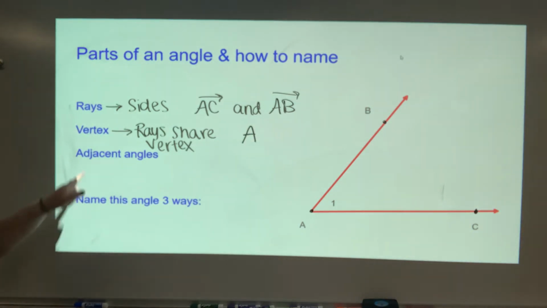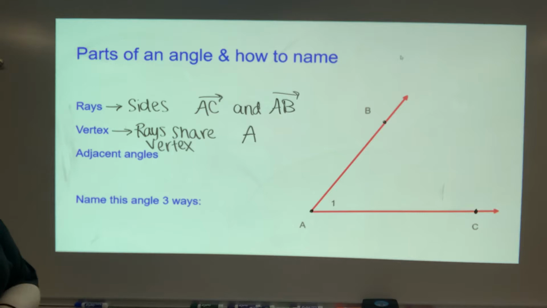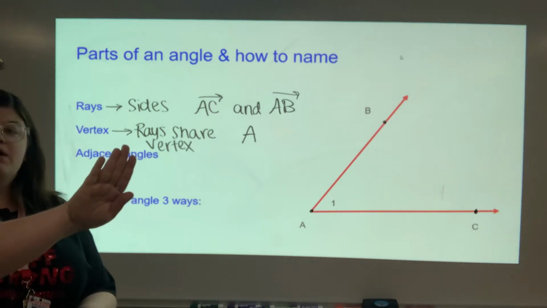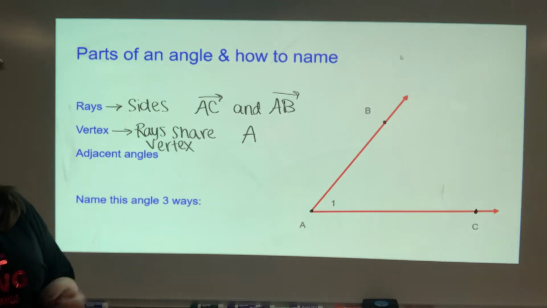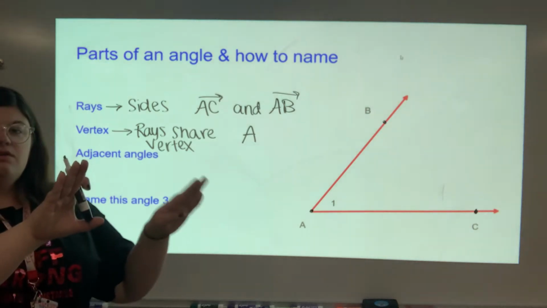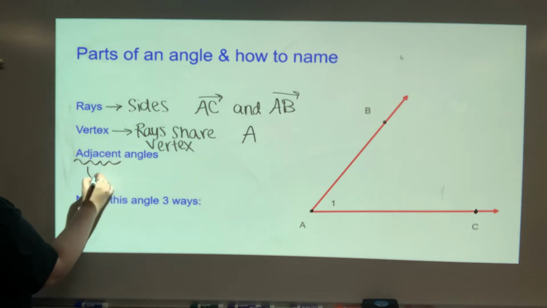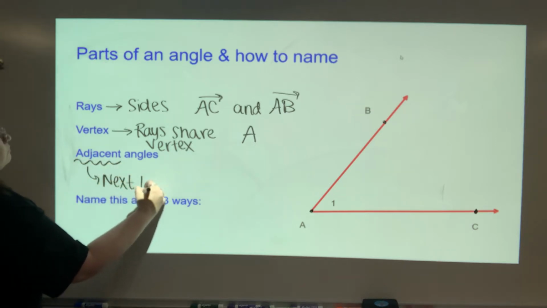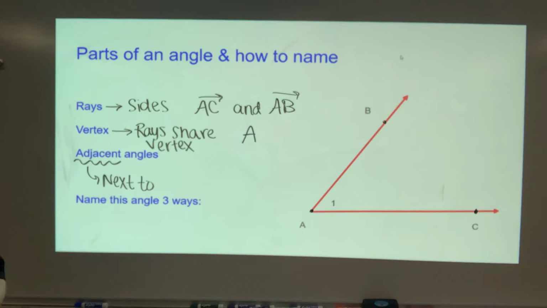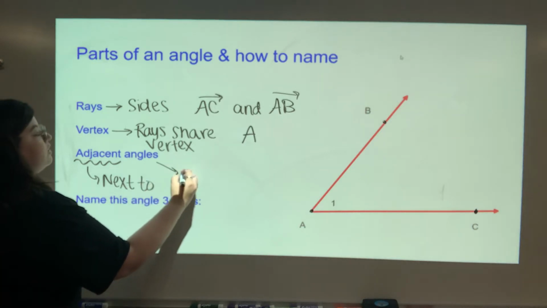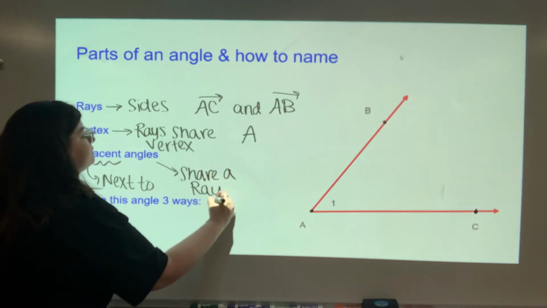Another thing I want to point out is adjacent angles. Whenever you think of adjacent, think of two things right next to each other. Here's a box, here is an adjacent box. Or maybe you're giving directions to someone and you want them to go to the adjacent corner on the street. You're on this corner, they would be on the other corner. Adjacent means next to. So adjacent angles are angles that are next to each other. Adjacent angles share a ray. They share a side.